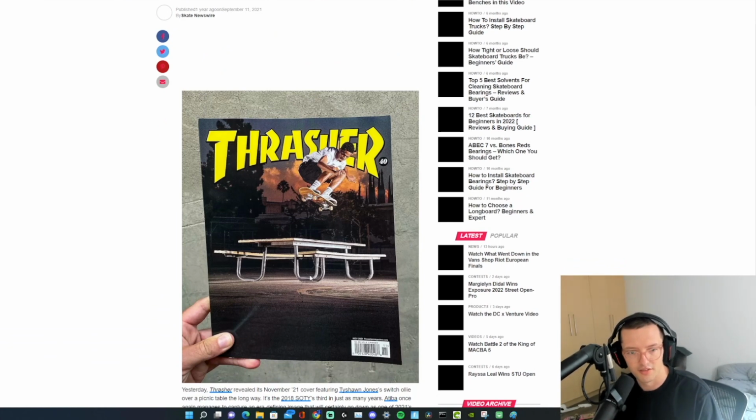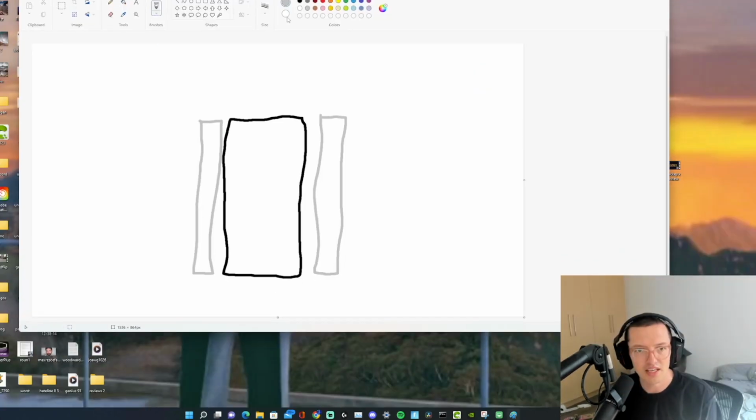So when I look at this photo, I'm not looking at this thinking what he's communicating here is that he switch ollied most of the table. No, obviously not. It's on the fucking cover of Thrasher. The point of it is to say, hey guys, I switch ollied a picnic table from the front to the back. He's supposed to be going from here to here, okay?